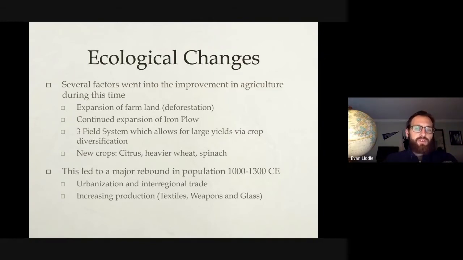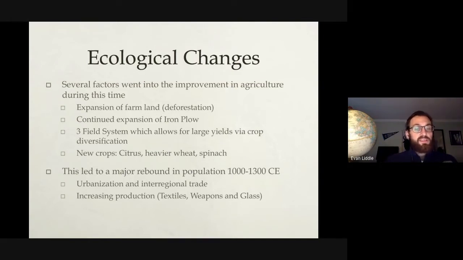You also have new crops that simply enrich the diet of Europeans, such as citrus from the Mediterranean, heavier grains of wheat from North Africa, as well as the introduction of spinach from the Islamic world. All of this led to a major population rebound between 1000 and 1300 CE. And this, of course, leads to urbanization and interregional trade. That is the growth of cities and the beginning of interregional exchange.